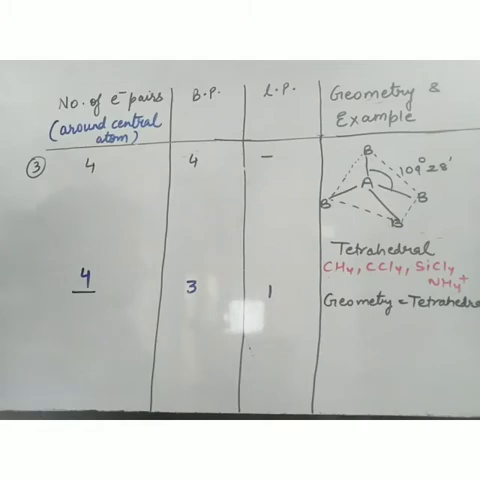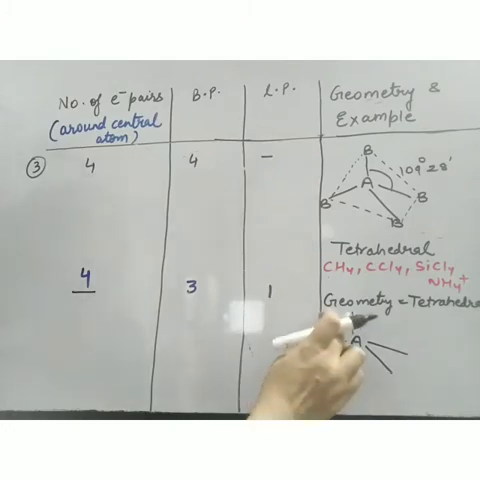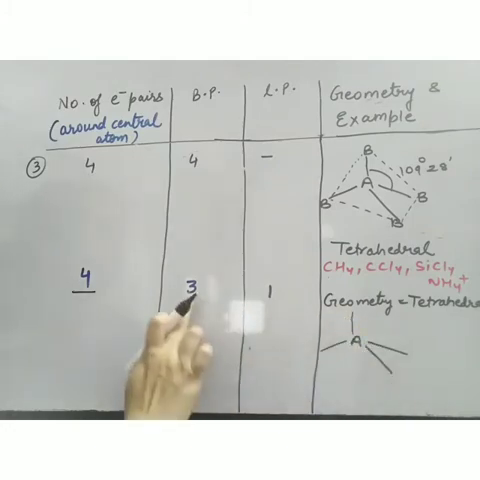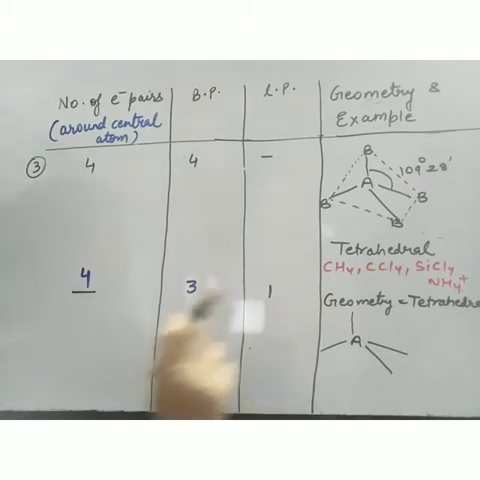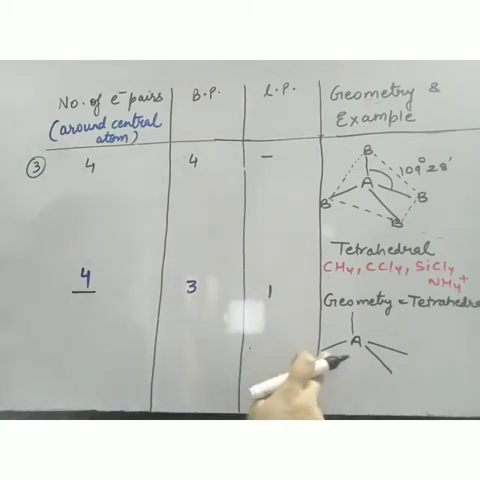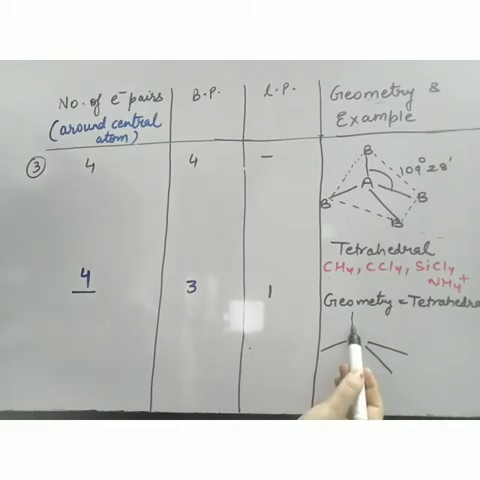Okay, now tetrahedral geometry means all the 4 positions will be like that only. So this is my central atom. Now what are the 4 positions? 1, 2, 3 and 4. These are the 4 positions. Now in the 4 positions, 3 are bond pairs and 1 is lone pair. So any 3 positions can be occupied by bond pairs and any 1 position can be occupied by lone pair. I can make this as lone pair, this as lone pair, this as lone pair, or this as lone pair.